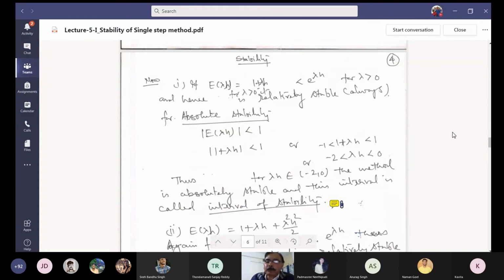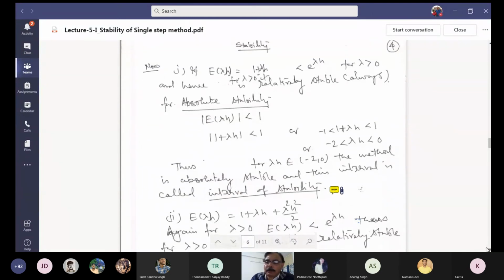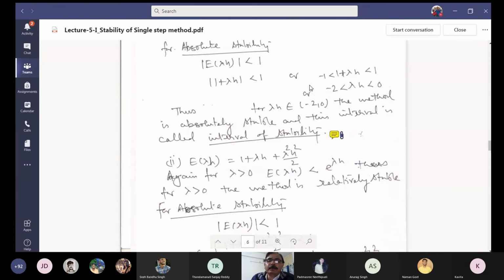When will it be absolutely stable? For absolute stability, you require λ should be less than 0. So the magnitude of 1 plus λh should be strictly less than 1. Or we can say 1 plus λh is between minus 1 and 1, or λh is between minus 2 and 0. Why 0? Why are we not going from 0 to 1? Because we want λ to be less than 0, so 0 to 1 will not be counted.